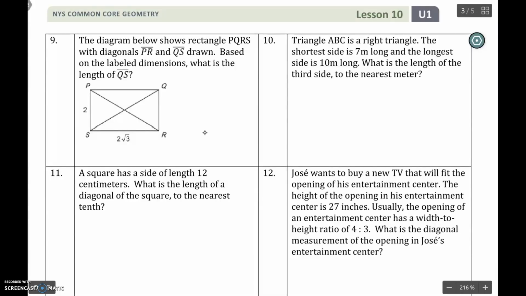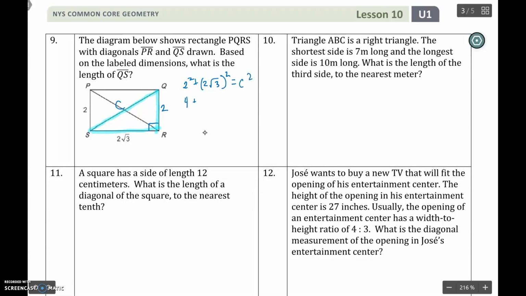Diagram below shows PQRS with diagonals PR and QS drawn. We want to find QS. So this is a rectangle. So using our rectangle properties, remember that opposite sides are congruent and the angles are right angles. So just look at the blue right triangle and we can find QS that way, because that'll be C. So we have 2 squared plus 2 radical 3 squared equals c squared.